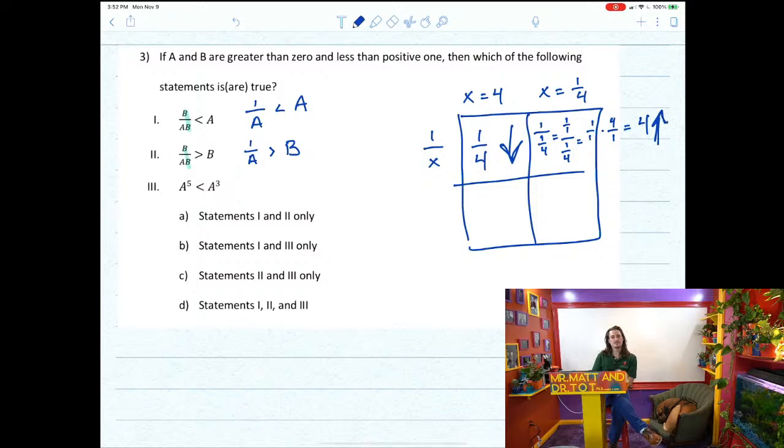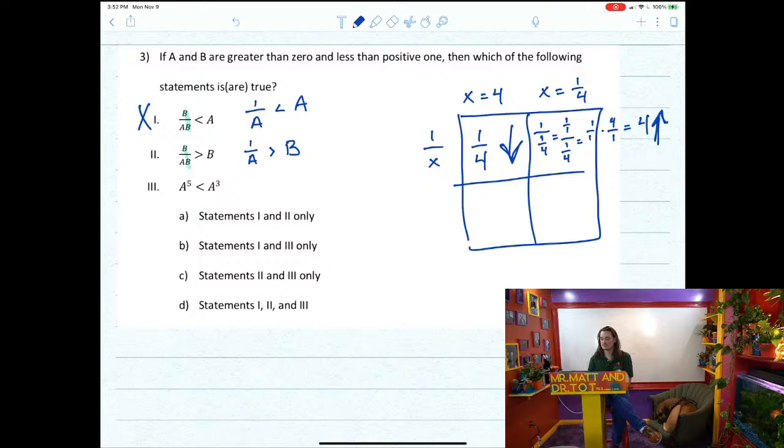So the opposite effect occurs when the value is in between 0 and 1. So 1 over a is going to increase and be larger than a. So statement A is true. Statement 1 is false. 1 over a is not going to be less than a. It's going to be greater than a because it's going to increase.